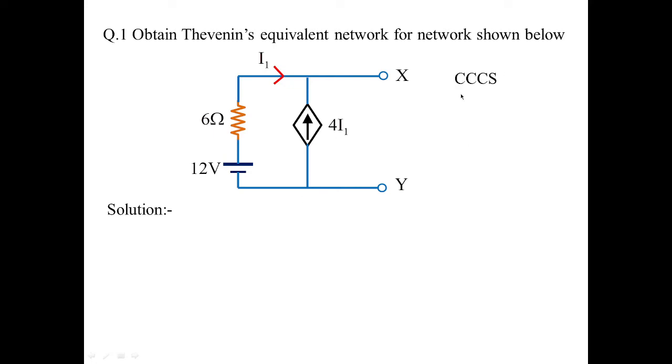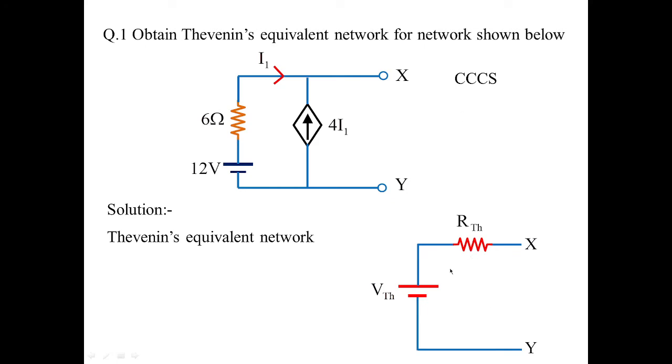As I told you, we have this dependent current source, which is called a current controlled current source. We need to find the Thevenin's equivalent network for this given network. So we have to find the open circuit voltage, which is called Thevenin's voltage, and we need to find Thevenin's resistance. Here, for Thevenin's resistance we use a special technique: we find the open circuit voltage divided by the short circuit current. These are the terminals where we need to find Thevenin's voltage and resistance. Let us go with a step-by-step process.